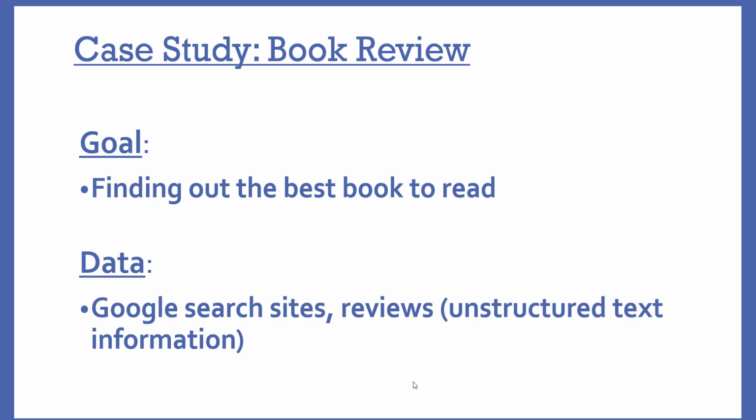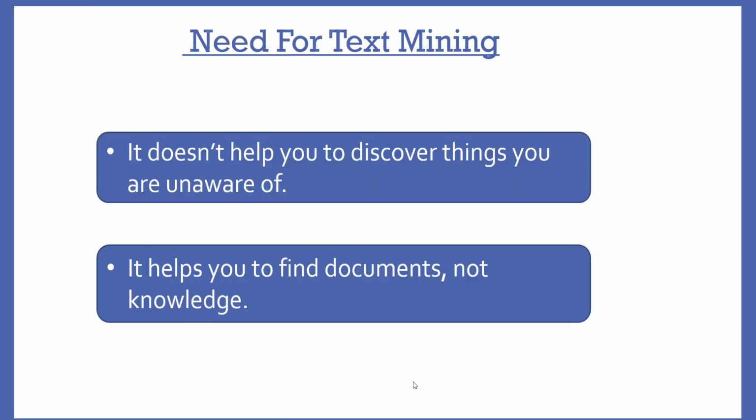Now here, what was our goal? It was to find out the best book to read. And the data or the source which we used was Google for searching different websites, reviews, etc. Now here comes the need for text mining. But before that, we will discuss the drawbacks of our search technique. One of the major drawbacks of this technique is it doesn't help you to discover things you are unaware of, as here you need to know what to search for. And this mechanism helps you to find documents but not knowledge.